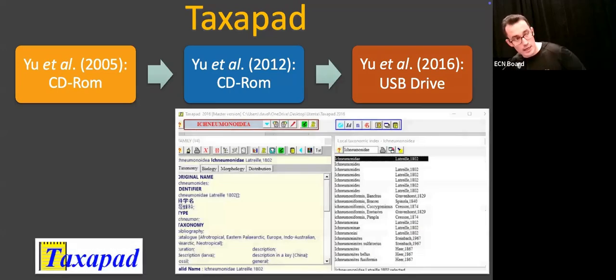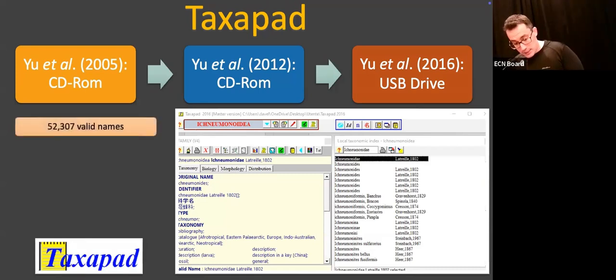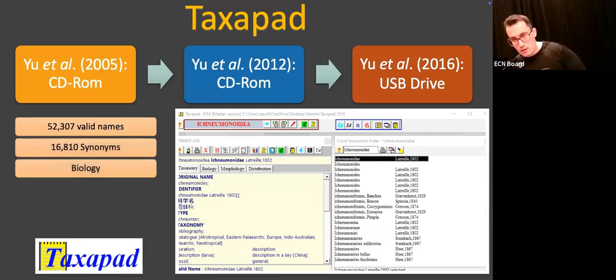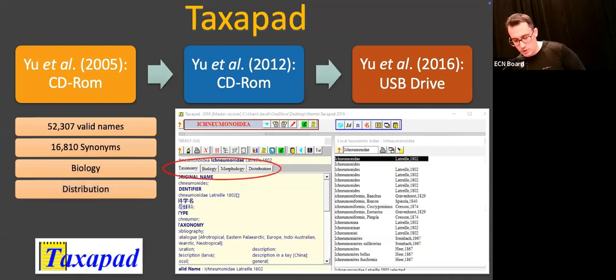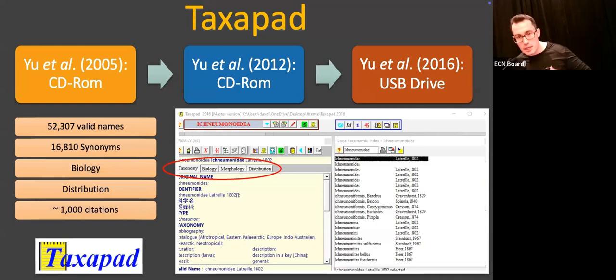After 2016, this is the look of Taxapad. After that year, we didn't have any major update. So you're looking at roughly 8 to 10 years of no data input into Taxapad. And Taxapad was pretty big. It contained taxa from Ichneumonidae and Braconidae, so more than 52,000 valid names, more than 16,000 synonyms. That contains biology information, contains distribution. And over the years, the 2016 Taxapad obtained more than 1,000 citations. This gives you the percentage of how many people use this and also how important it is for the community.